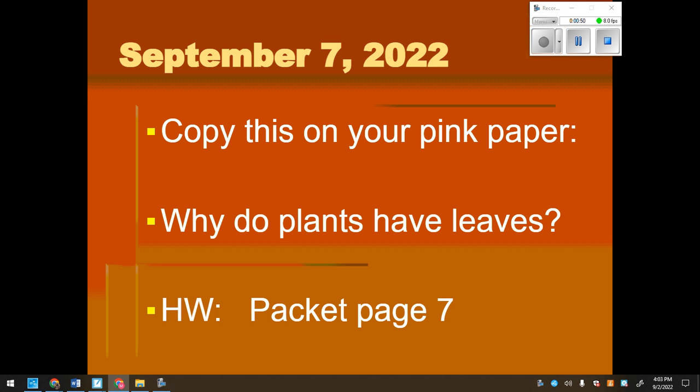You have a pink objective paper. Please copy this question on your paper. Why do plants have leaves? Okay. When you're done writing the question, please put that paper in your binder. You also have homework, packet page 7. So you're going to be writing packet page 7 on your blue paper. Thank you. All right. If time allows, you can do your homework in class.